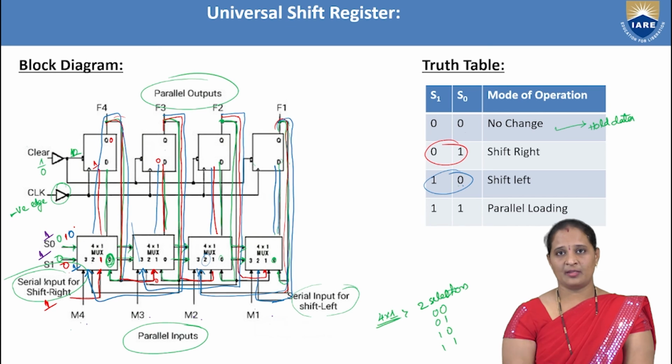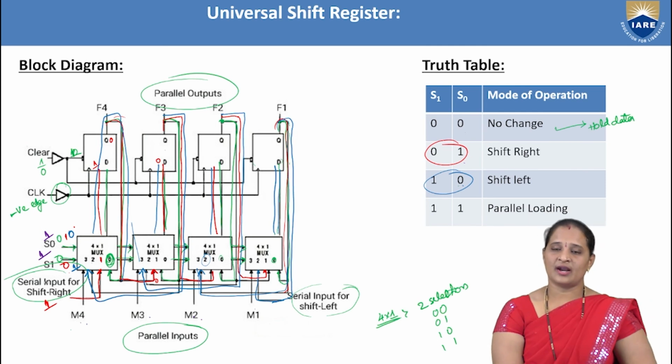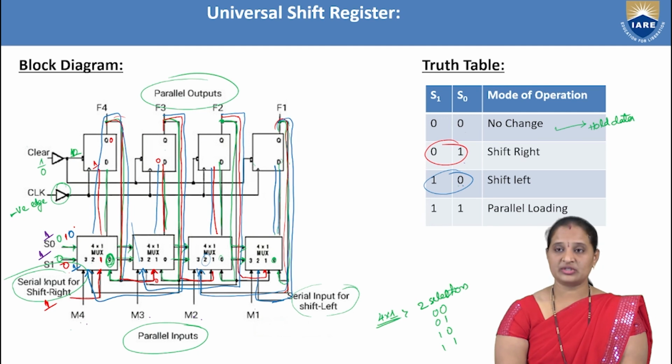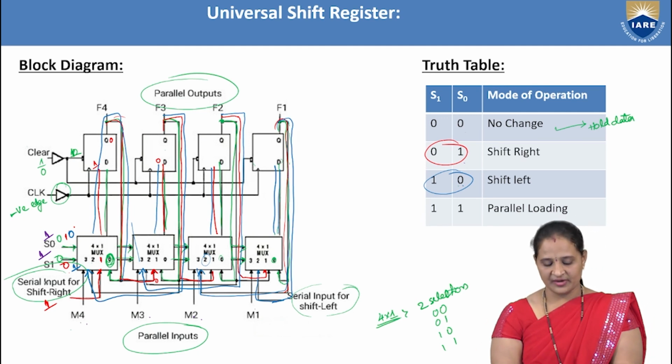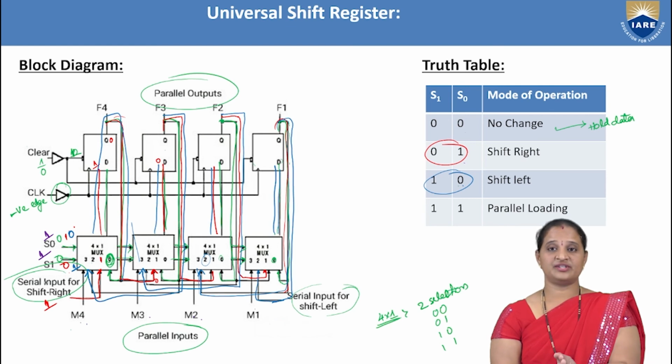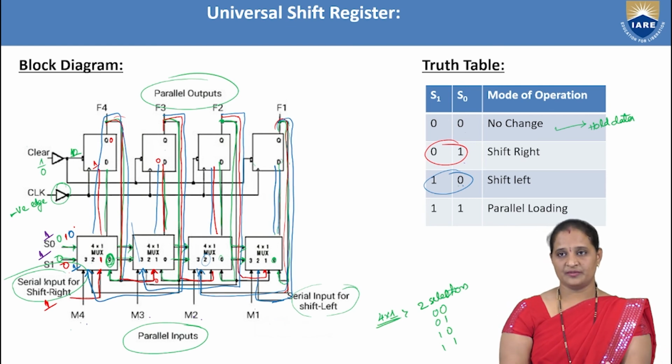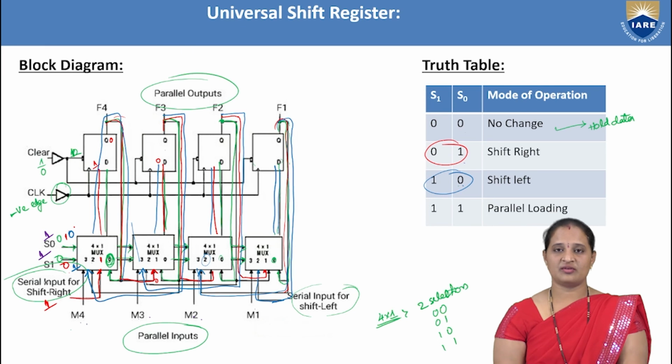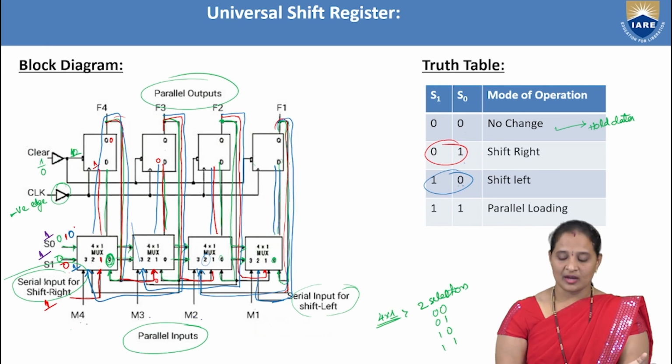It holds the data. Next, when the selection inputs are 0 and 1, it performs the right shift operation. That means the data is shifted from left to right. When the selection inputs are 1 and 0, it performs the left shift operation. It will be shifted from the serial input for left shift to the rightmost. And when both the selection inputs are 1 and 1, it performs the parallel loading operation.